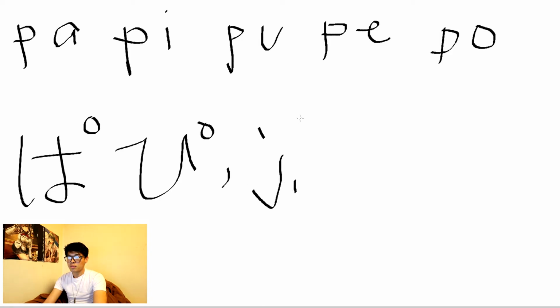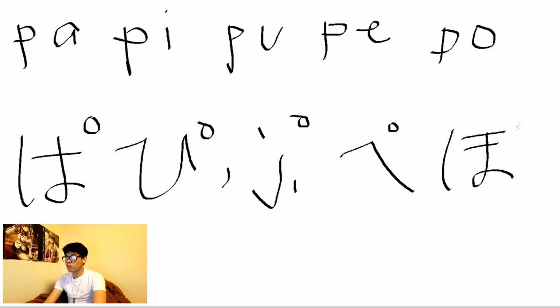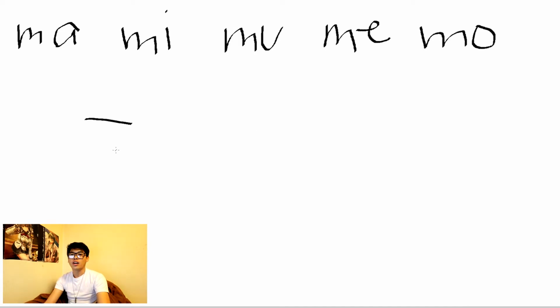Fu, put some circle to become pu. And pi, pe, to become he, to become pe. And po, ho, from ho, become po. That's it. How do you write ma?